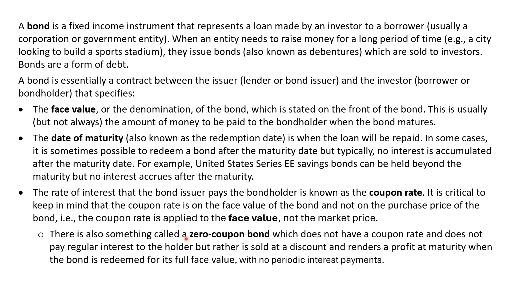There's also something called a zero coupon bond, which does not have a coupon rate and does not pay regular interest to the holder, but is sold at a discount and renders a profit at maturity when the bond is redeemed for its full face value. So the United States Series EE savings bonds are examples of zero coupon bonds.